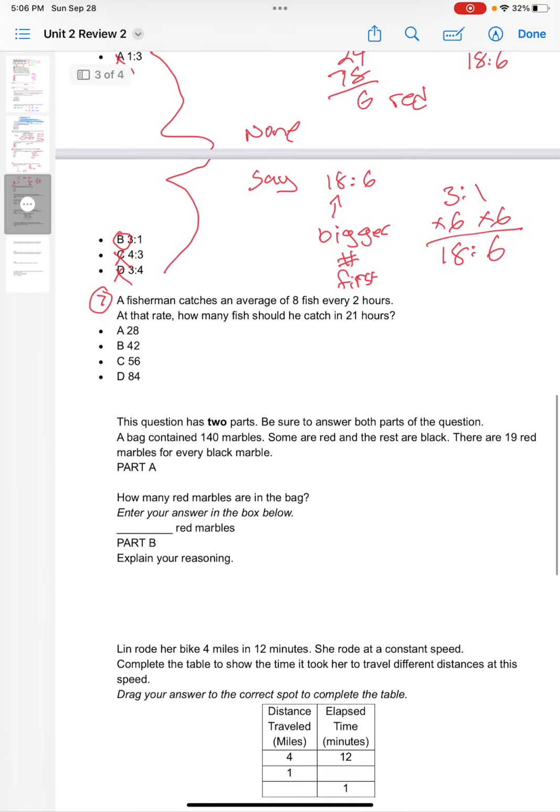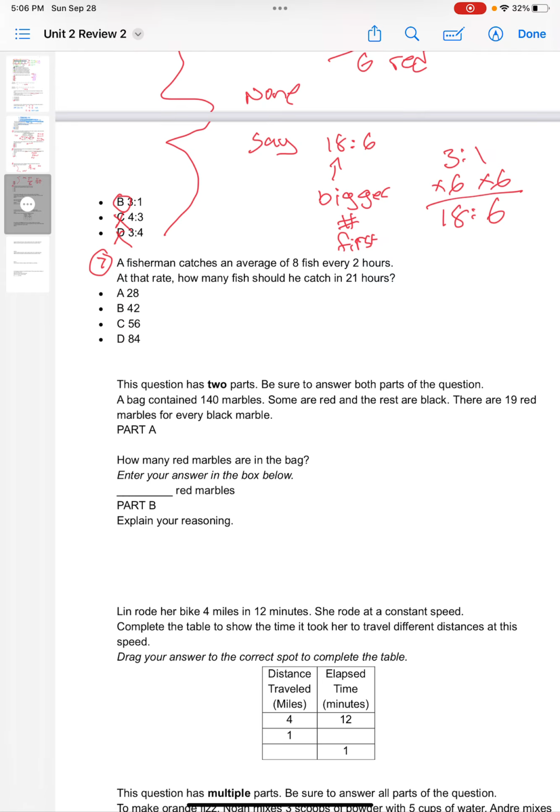Okay, let's take a look at number 7. A fisherman catches an average of 8 fish every 2 hours. At the same rate, how many fish should he catch in 21 hours? Well, 2 doesn't go into 21.